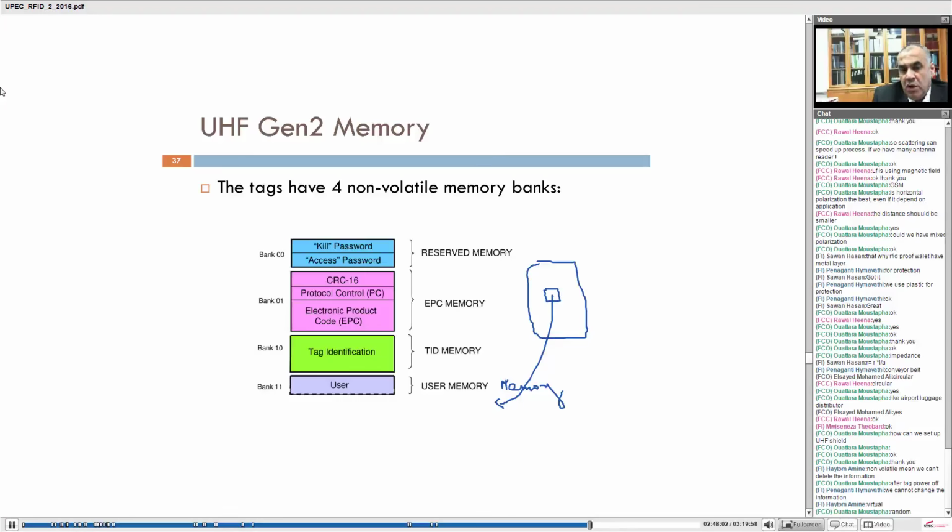This memory is not powered. Your tag is here, and the information is here. You have no power. So you have the EPC code, you have everything. When you want to read this information, you have a reader antenna, and then you read this information and you collect this information. Okay. There is non-volatile memory because this information is still here all the time.